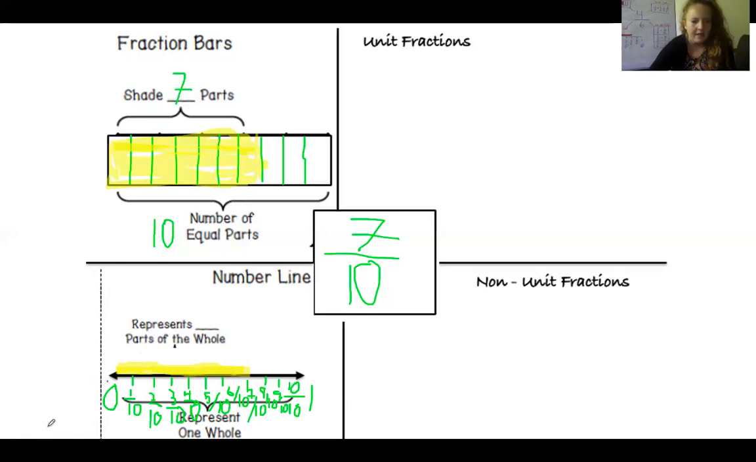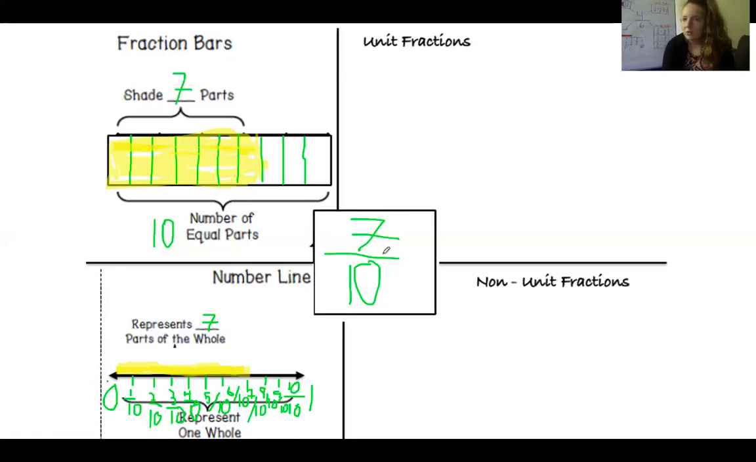And then here it's asking, so how much have I represented? How many parts? 7 parts of the whole. 10 is my whole thing. It's been divided into 10 parts, but I'm representing 7 of them. So 7 tenths. All right, let's go on to our unit fractions.